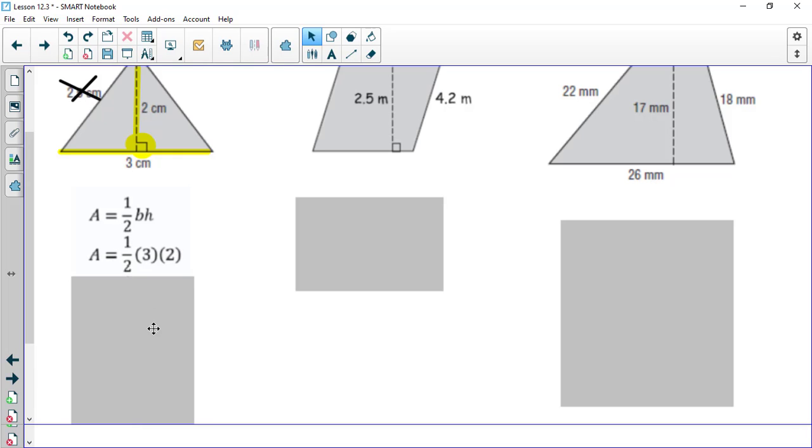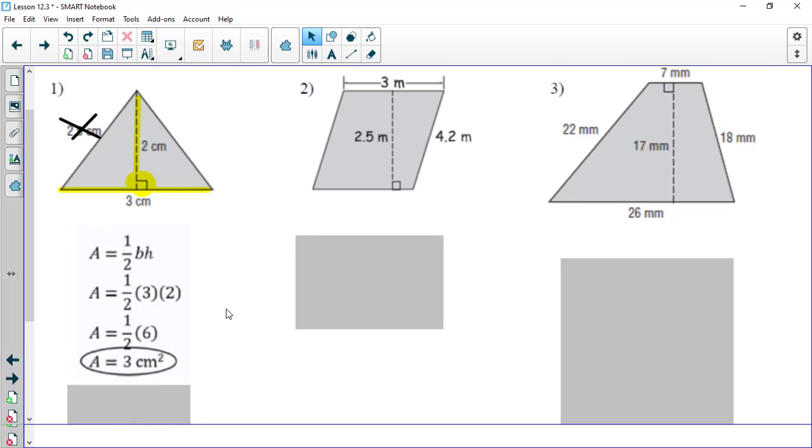Half of 2 is 1. 1 times 3 is 3. You can also do 3 times 2 to get 6 and then do half of 6. You don't need to show this third line down. I would always start by writing your formula, plugging in the numbers, and then evaluating it, which means calculating it. We get 3 centimeters squared. Note the label on this. It should be centimeters squared or square centimeters since it's area. It's the amount of space inside the figure.